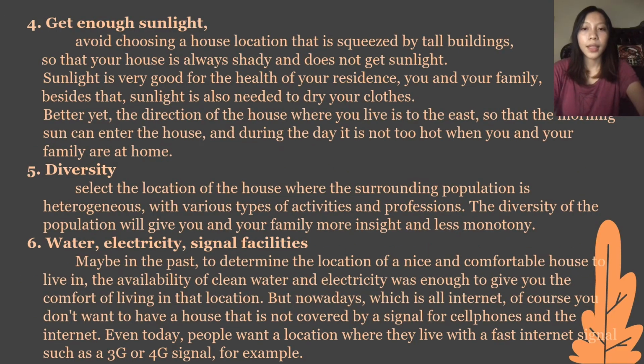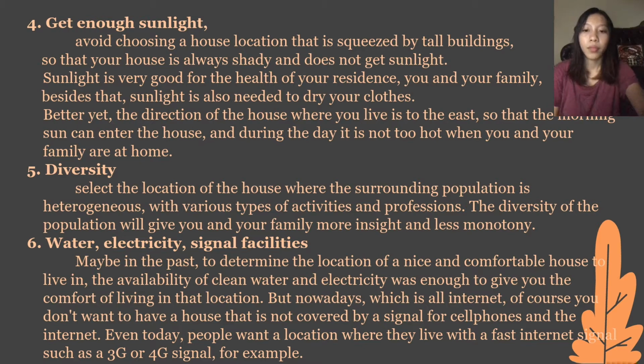Fourth, get enough sunlight. Avoid choosing a house location that is squeezed by tall buildings, so that your house is not always shady and does not get sunlight. Sunlight is very good for the health of you and your family. Besides that, sunlight is also needed to dry your clothes. Better yet, the house faces east, so that the morning sun can enter the house, and during the day it is not too hot when you and your family are at home.